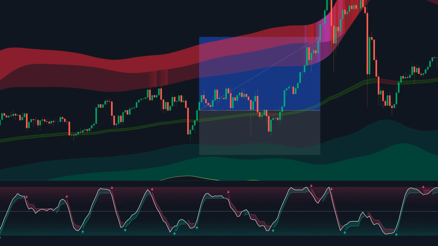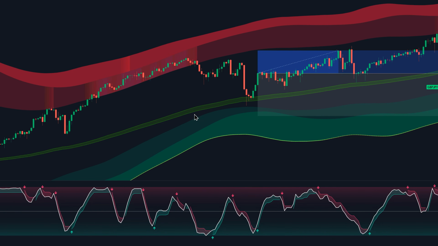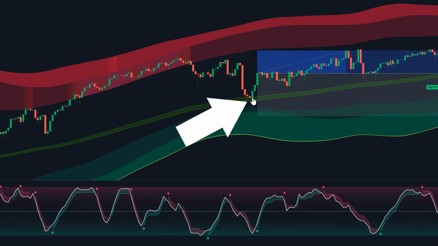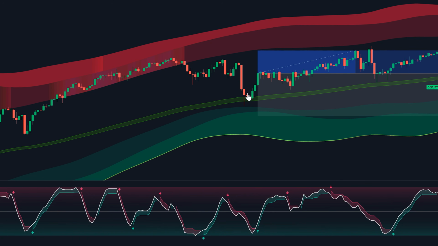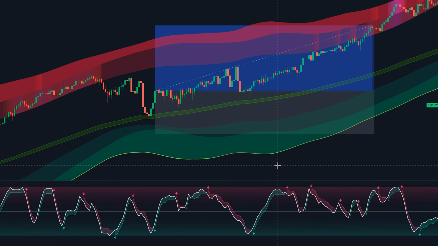We keep going, the trend is still bullish. Here we had a long position. During this pullback, this candle got close enough to our bottom wave band. After this pullback, we had a buy signal on a candle that closed above the trend ribbon. And that trade was profitable.